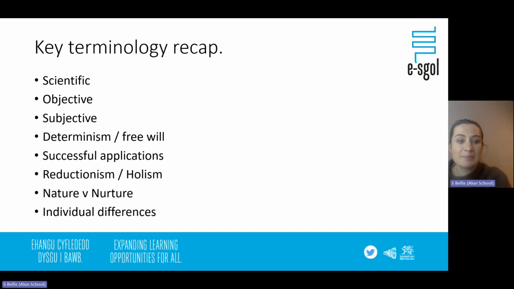Then we've got determinism and free will. If something's deterministic, it means that it is determined by something outside of our control. In psychology's case, we're looking at behaviour, so it means that behaviour is determined by something outside of our control. For example, your genes and your hormones, you can't really control. They determine your behaviour. So the biological approach is very deterministic. The opposite of that is free will, which is that you choose how to behave. You have the choice, you make the decision.